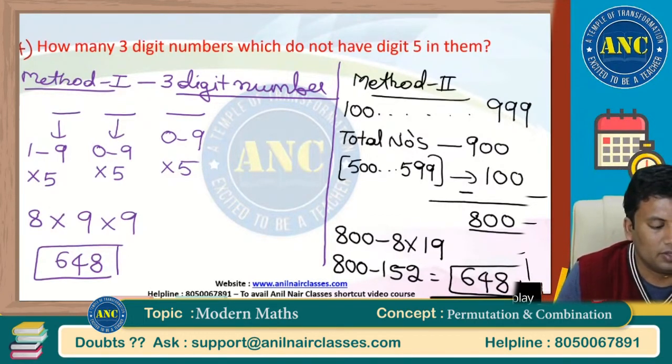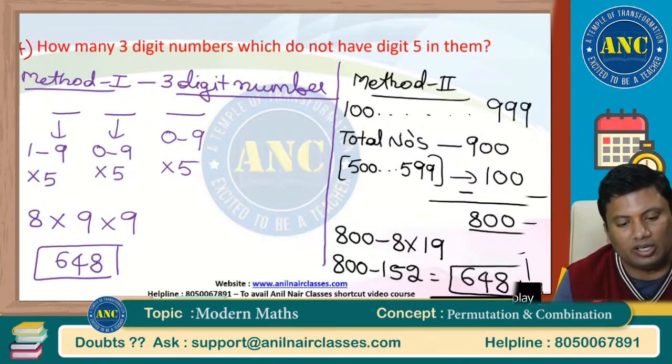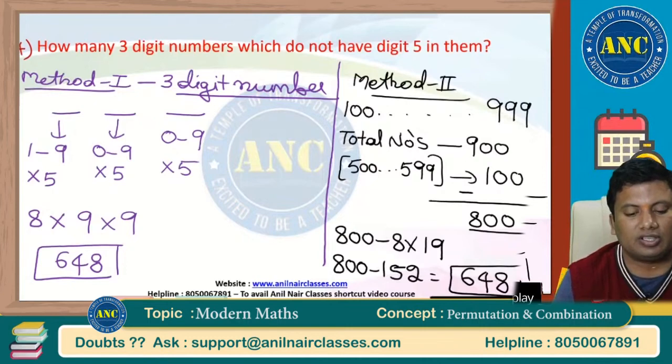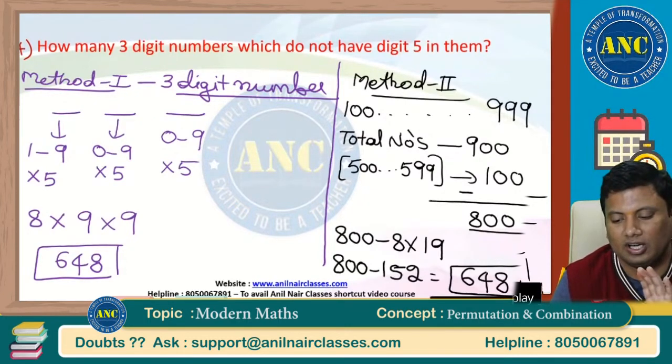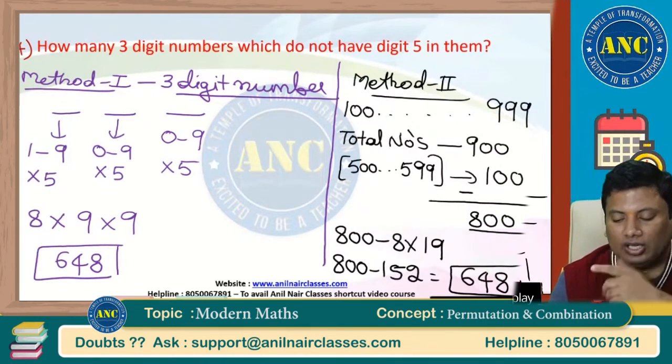I hope the logic is clear. Method number 1: 3-digit numbers that do not have digit 5 in them. 1 to 9, 5 is not present; 0 to 9, 5 is not present; 0 to 9, 5 is not present. 648. Method 2: total 3-digit numbers are from 100 to 999.